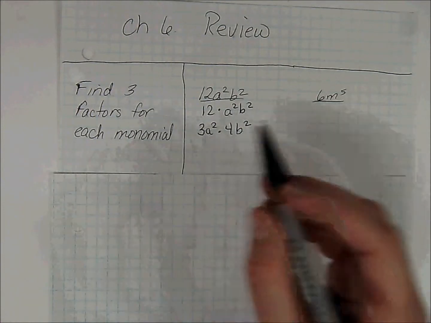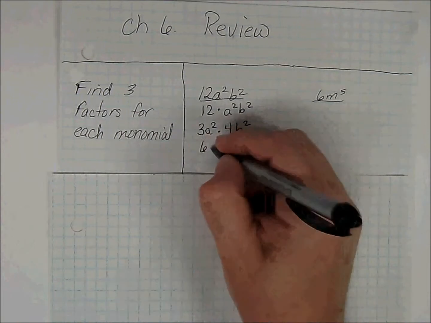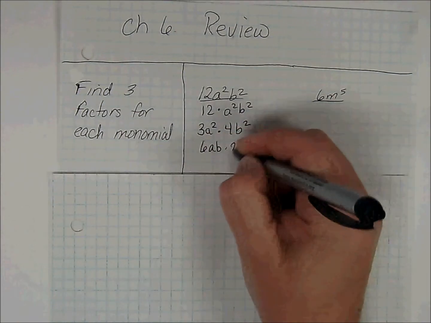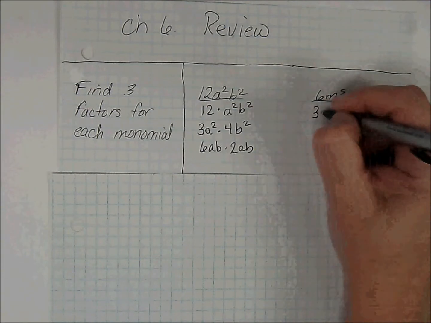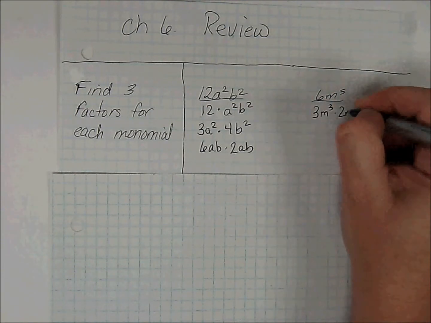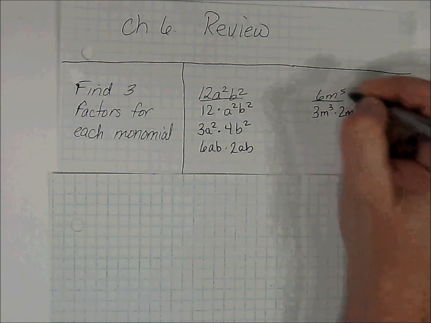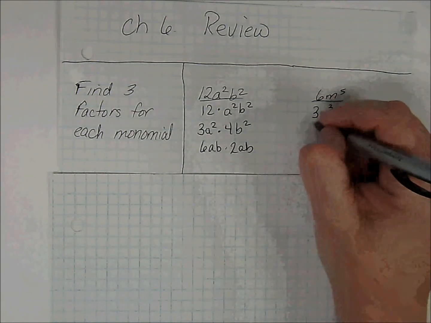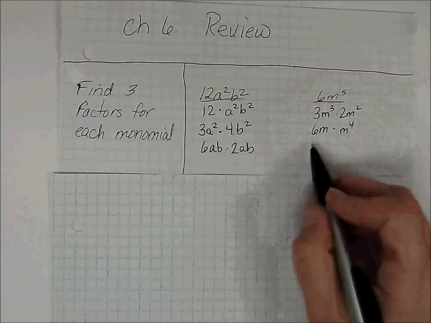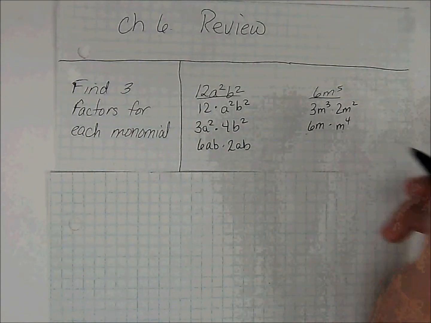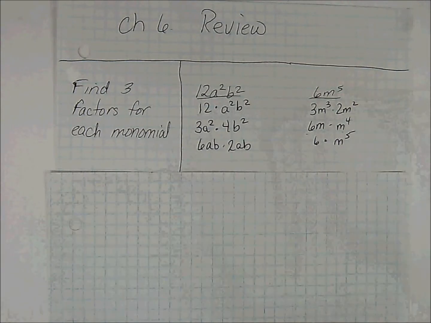And it says find 3. So let me do 6ab and 2ab. Over here, 3m to the third, 2m squared. 3 times 2 is 6. 3m's and 2m's makes 5m's. Could be 6m times m to the fourth. 6 and 5m's. You could just do 6 times m to the fifth. So that's all we really talked about in section 1.